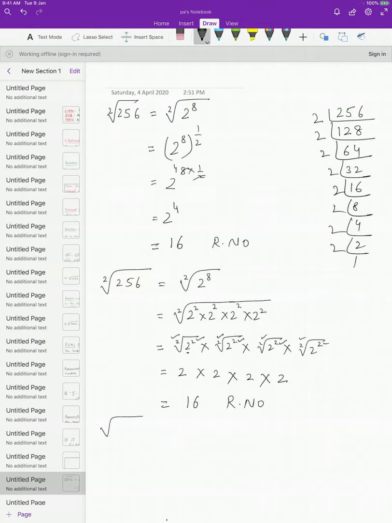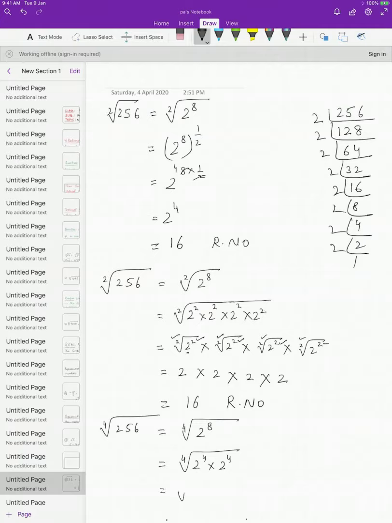Now if I take the fourth root of 256, just look at the change I am going to make here. Fourth root of 256, again the prime factorization of 256 will give us 2 to the power 8. Now I will break up 2 to the power 8 as 2 to the power 4 into 2 raised to the power 4, because I am trying to match the power of the number with the order of the radical sign.